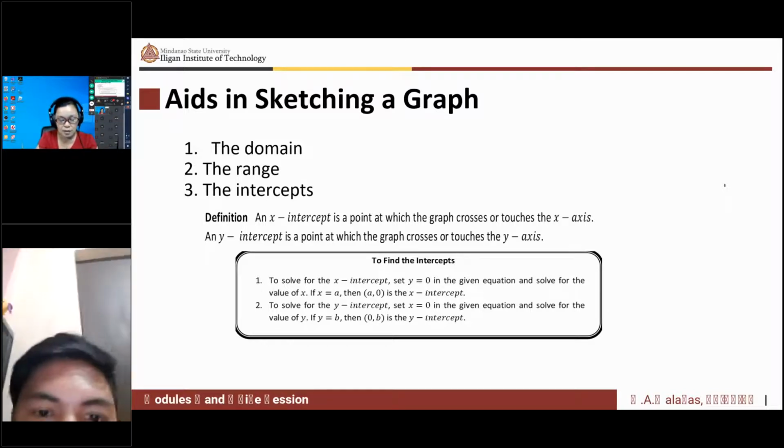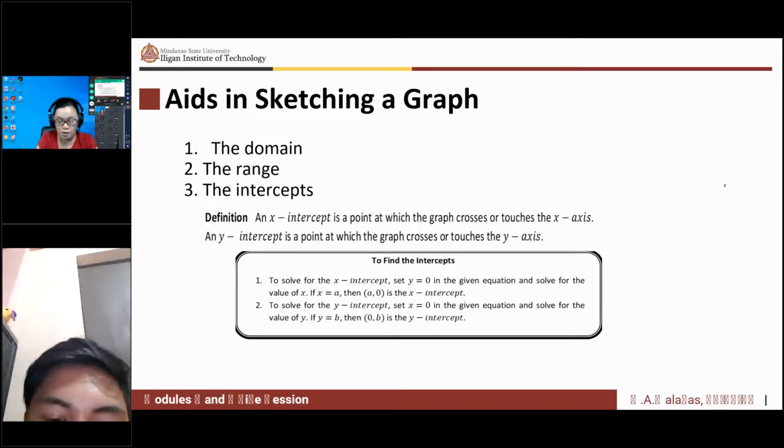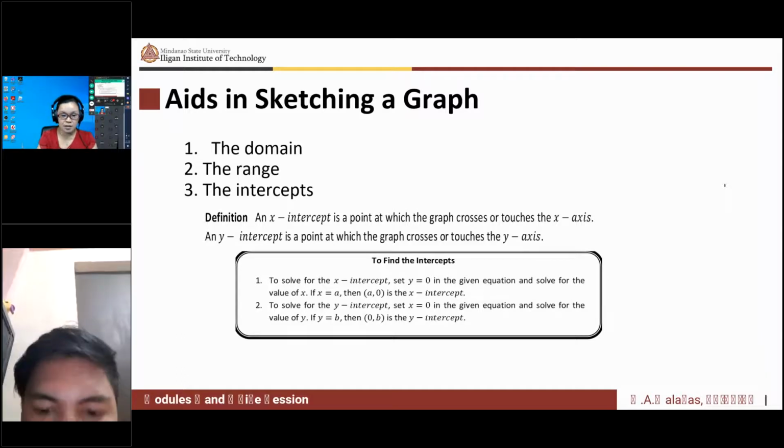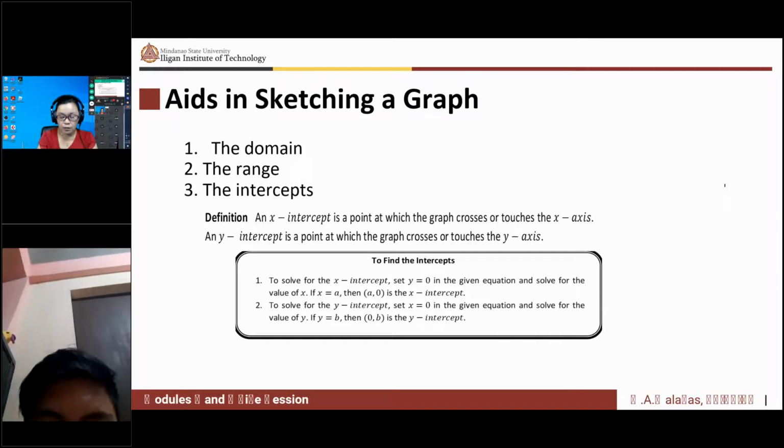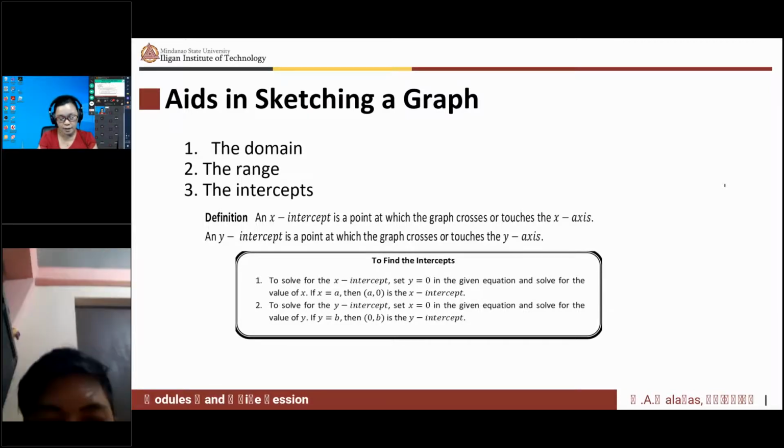So an x-intercept is a point at which the graph crosses or touches the x-axis. A y-intercept is a point at which the graph crosses the y-axis. To find the intercepts, let's just recall, we had this since kindergarten. That's a kindergarten lesson. To solve for the x-intercept, set y to 0 in the given equation and then solve for the value of x.